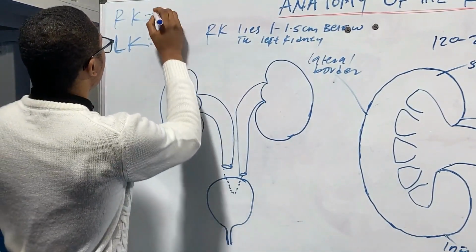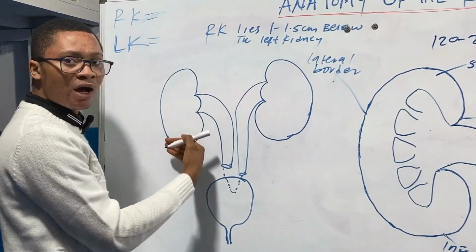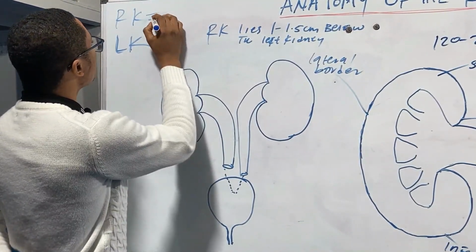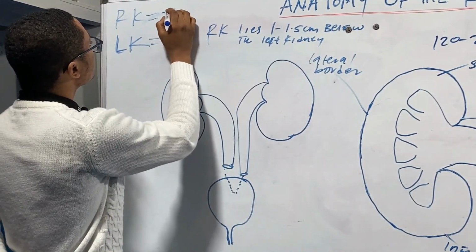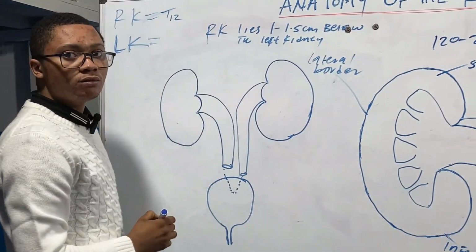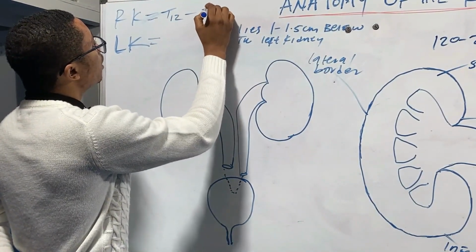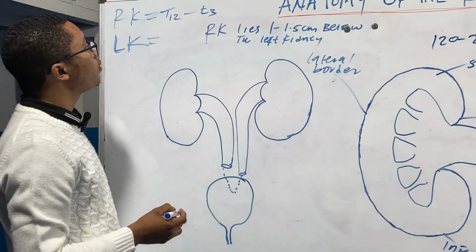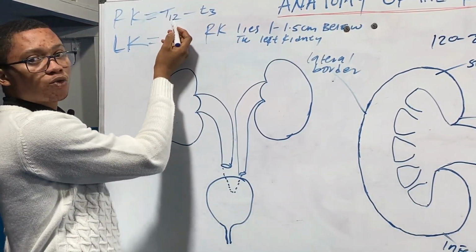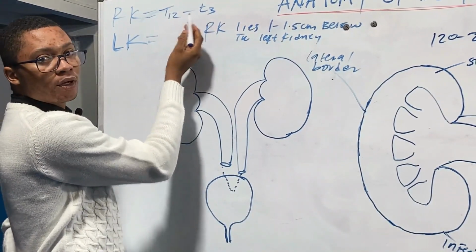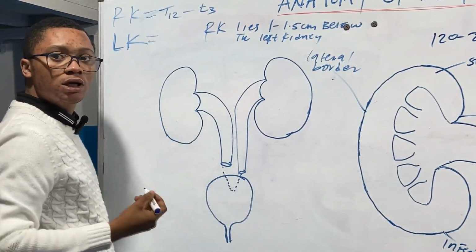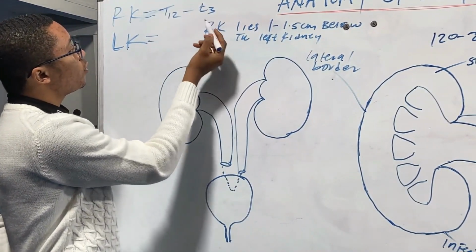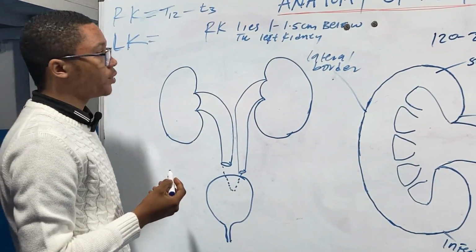Now the right kidney, because it is lower in the human body, lies on vertebrae T12 and continues to L3, from thoracic vertebra 12 to lumbar vertebra 3, because it is lower in the human body. So it lies on thoracic vertebra 12 and the third lumbar vertebra.